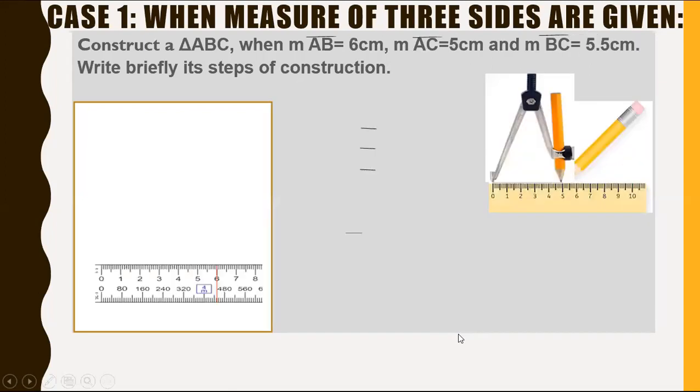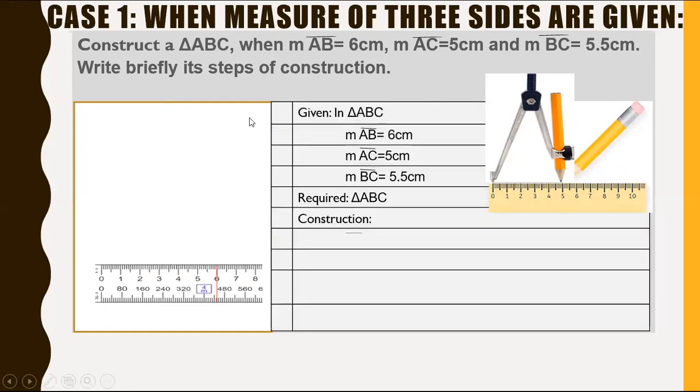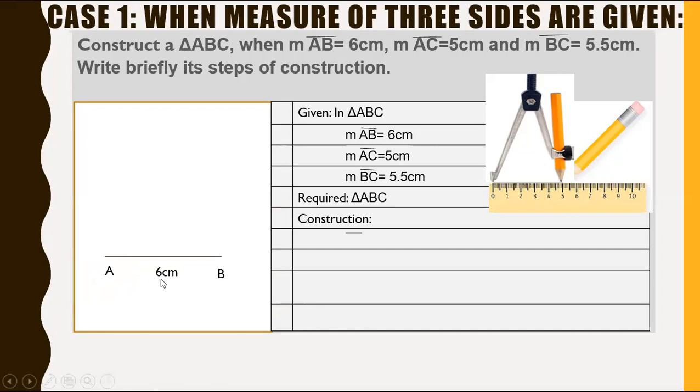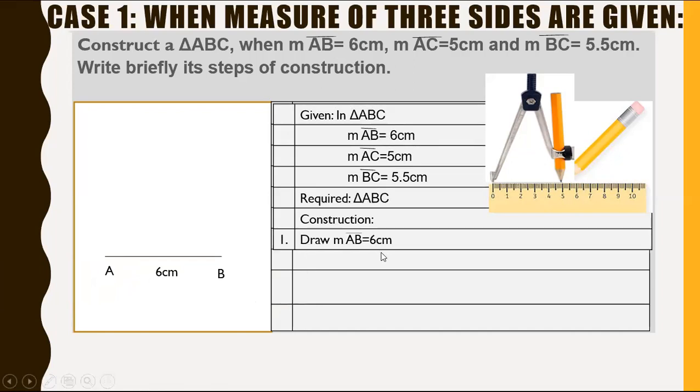Clear, students? Now let's take another example. We have to construct triangle ABC when measurement AB, AC and BC are given. Now first we have to write the given, that in triangle ABC, these 3 measurements are given. Then we have to write required, and then the steps of construction. So first of all, before writing the steps, let's take the proper measurement, AB is equal to 6 centimeter. So write it down in the steps, that draw measurement AB of 6 centimeter.